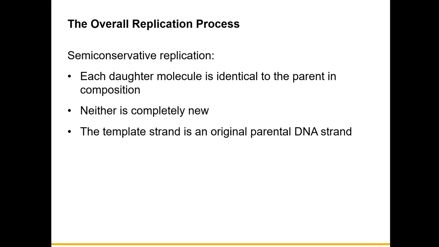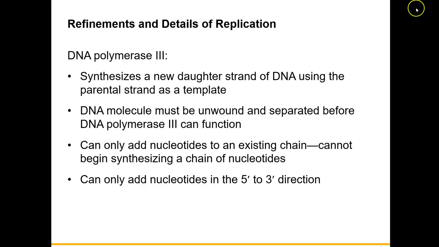Overall, the replication process is semi-conservative. That means each daughter strand is identical to the parent in composition. Neither is completely new. The template strand is the original parental DNA strand. DNA polymerase 3 is going to synthesize a new daughter strand of DNA using the parental strand as a template. The DNA molecule must be unwound and separated before DNA polymerase 3 can function.